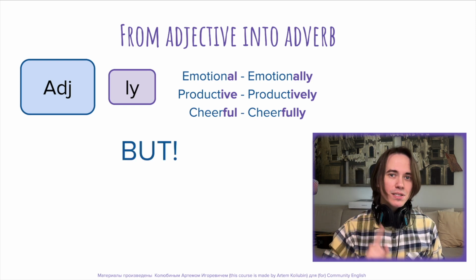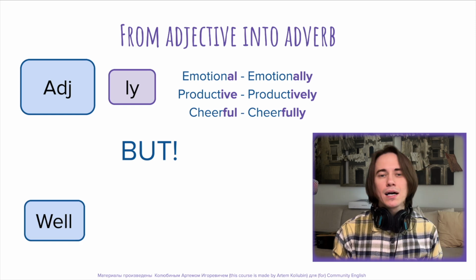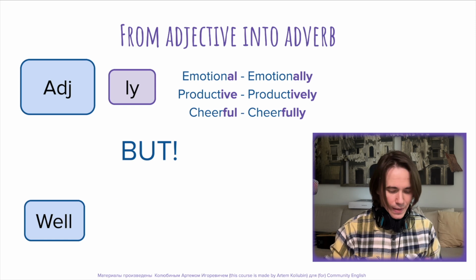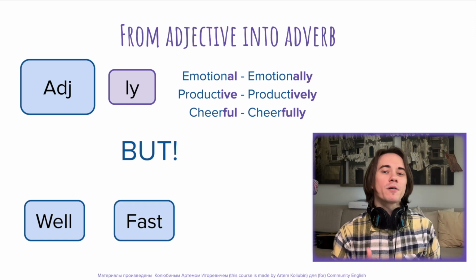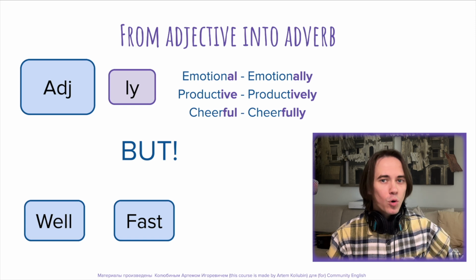But we have some exceptions here, and they're random. So, for example, well, it's a special word, and it's an adverb. So, adjective good, but adverb well. Fast, it's the same form for adjective or adverb. I go fast, I'm a fast walker.